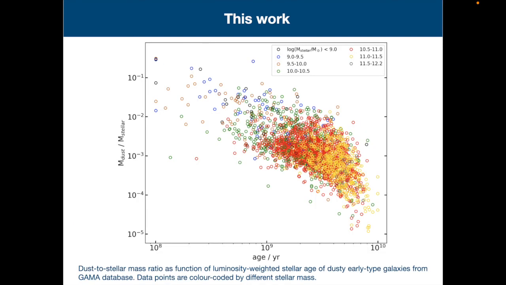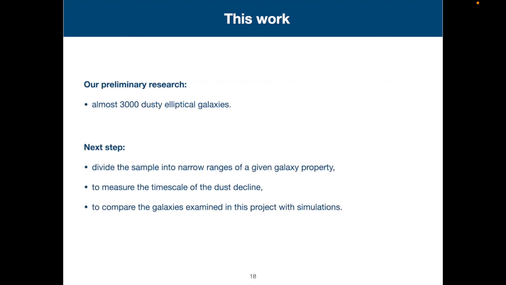Our preliminary research is based on almost 3000 dusty elliptical galaxies, and for these galaxies, this figure presents the dust to stellar ratio as a function of the galaxy's age. And as from the previous paper, you can also see here this decline in time. So as I said, our preliminary research is about almost 3000 dusty elliptical galaxies.